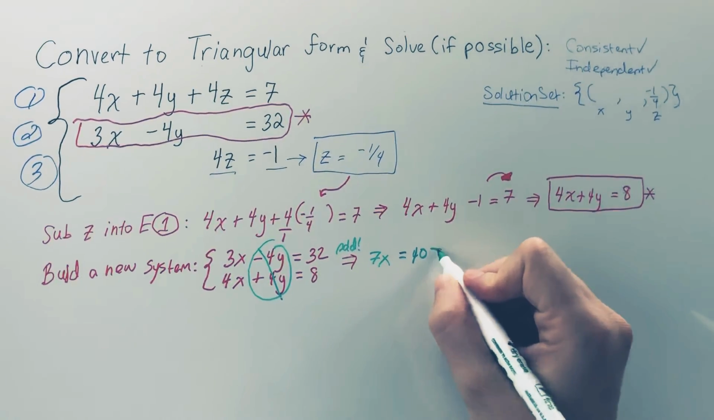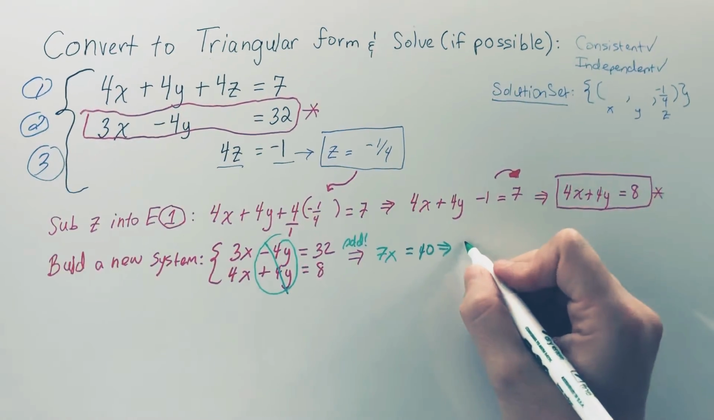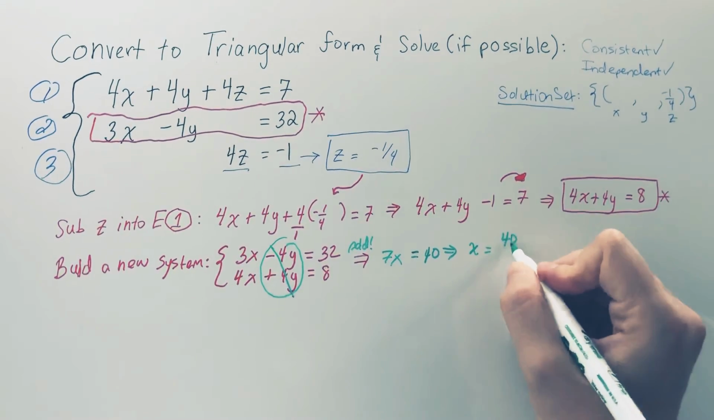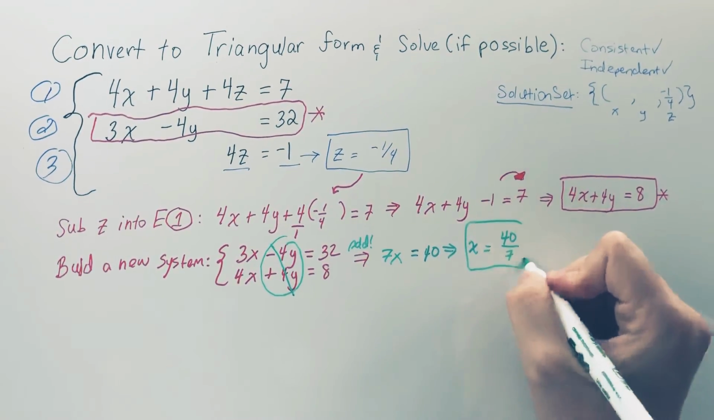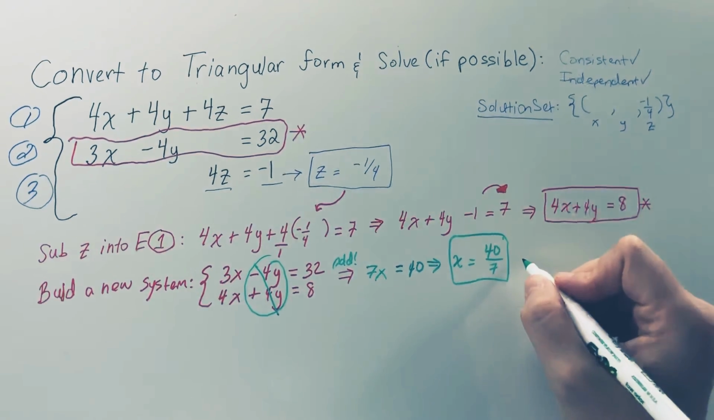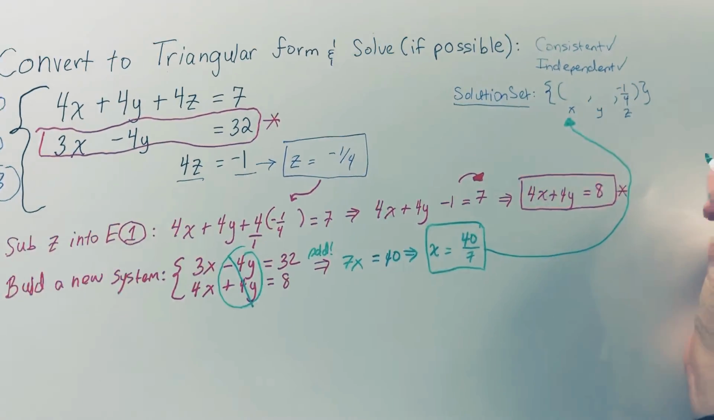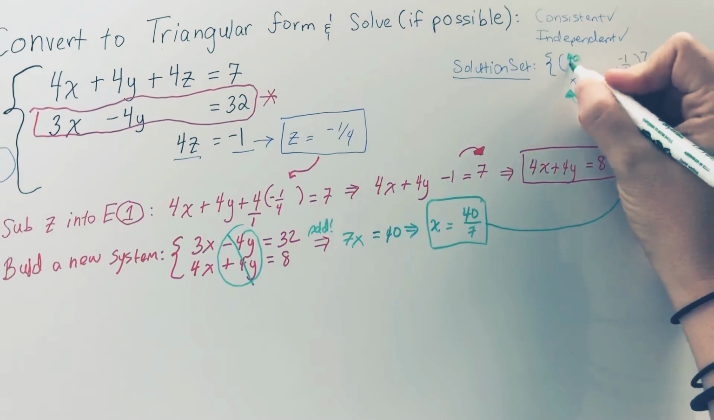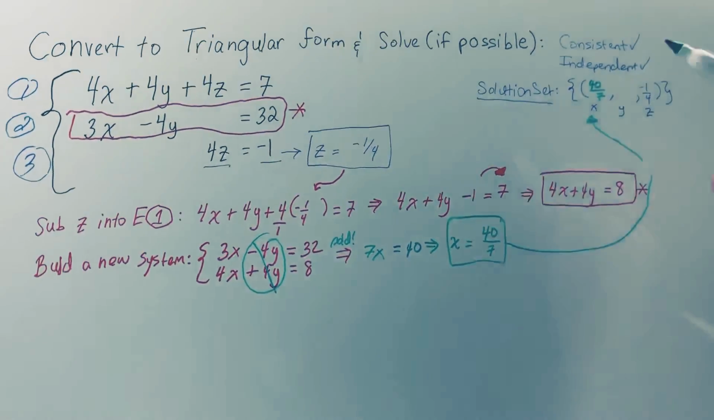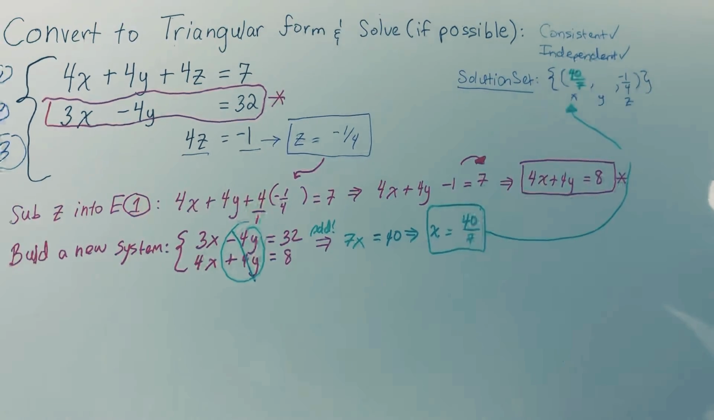Now I can solve for x by dividing both sides by 7. So x is equal to 40 over 7. That's our fraction answer. Of course, you could get a decimal approximation if you so desire. So now we have solved for the x value of the ordered triple, which is 40 over 7. So there's only one more letter to solve for, and that would be y.